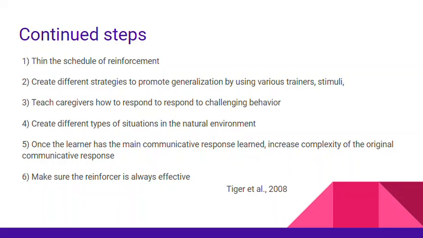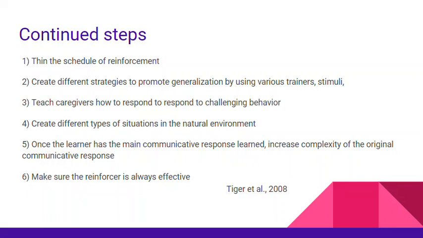And then you need to teach those people how to respond to challenging behavior. Make sure that they ignore it and that they prompt them to use their communicative response. And then next would be to create different types of situations in the natural environment. That way it's not so prompted. They need to say it in all different environments, and that way it's natural to them.